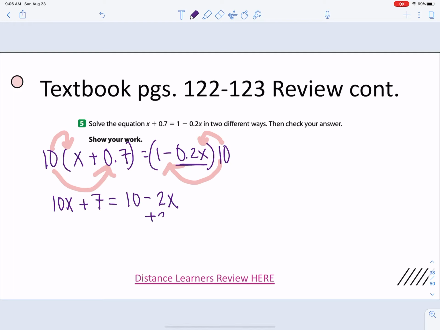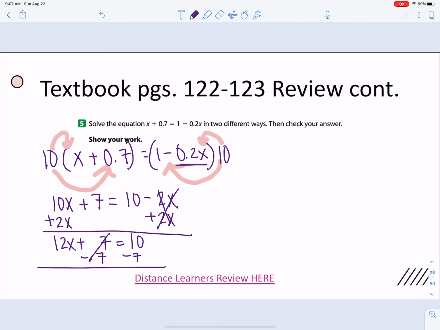I'll move all of my variables to one side and all of my constants to the other. So I have this, and I move my 7 to the other side. 12x is equivalent to 3. So that means that x will be equivalent to 1/4. And we need to make sure that it's correct the other way that I choose to do it as well.